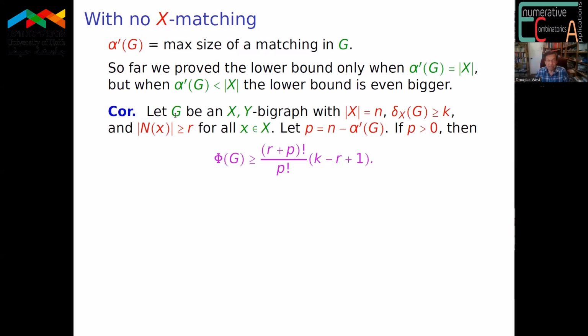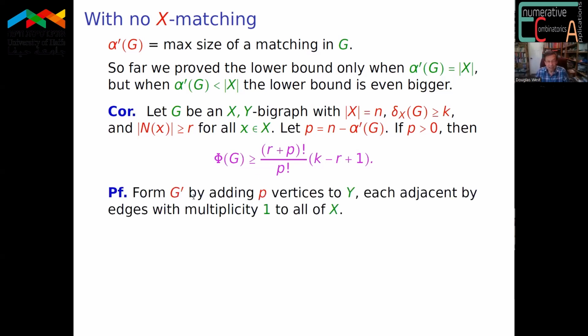So here's the corollary. If I have an XY bigraph, n vertices in X, every one of them has degree at least K and has at least R neighbors. Maybe I don't have an X matching. Let P be the number of vertices lacking when I take a maximum matching. And if P is bigger than 0, then I claim that the number of maximum matchings is going to be at least (R plus P)! over P! times (K minus R plus 1). Now remember, when P is 0, this just reduces to R factorial times (K minus R plus 1), which is the formula we had before. And if we replace that R factorial by (R plus 1)/1 times (R plus 2)/2 and so on, the number is getting bigger. This factor will be bigger than R factorial.